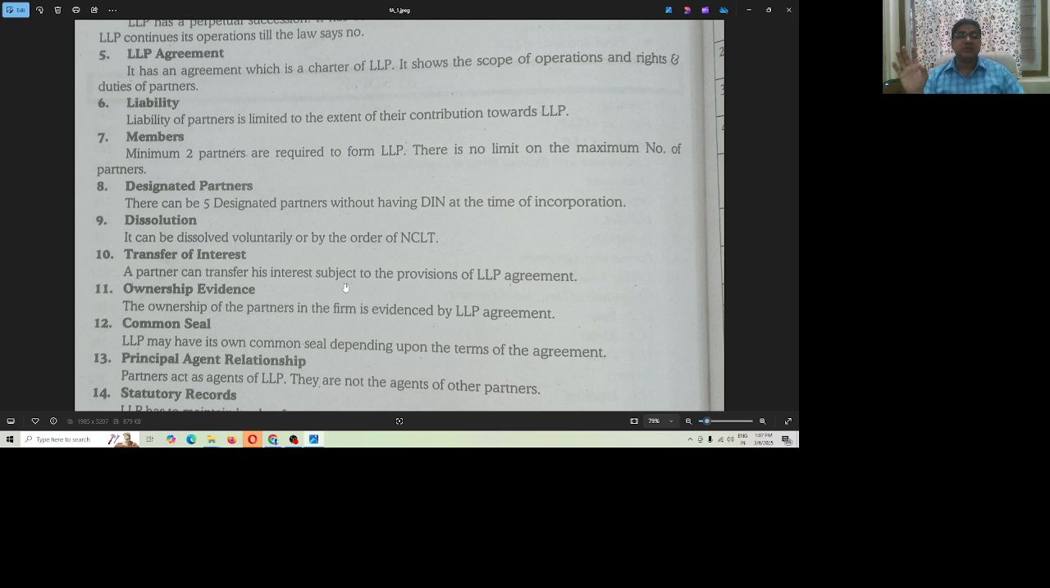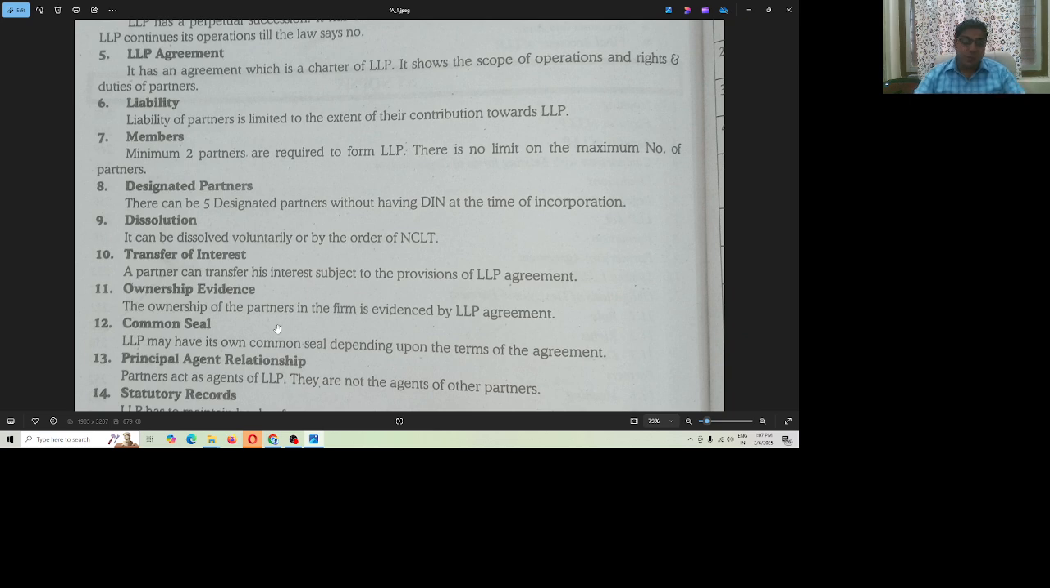Ownership evidence. Ownership of the partners in the firm is evidenced by the LLP agreement. Whatever agreement is provided, in that agreement the rules and regulations are given, how to run our partnership firm, what kinds of provisions there are, what the rights and duties of the partners are, how we will do our business, what will be the scope of the business. These kinds of information are available in the agreement.